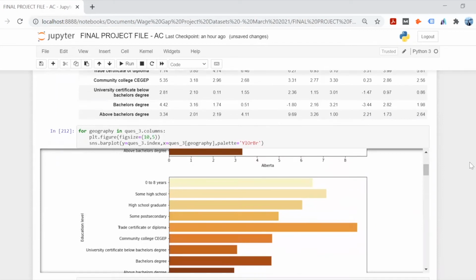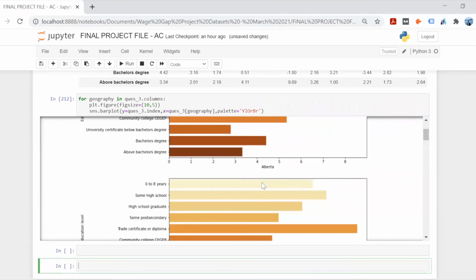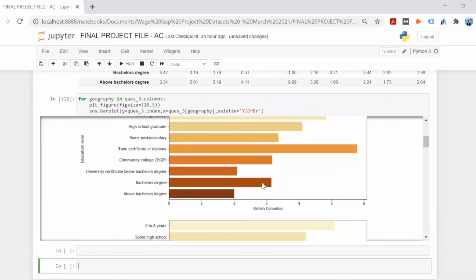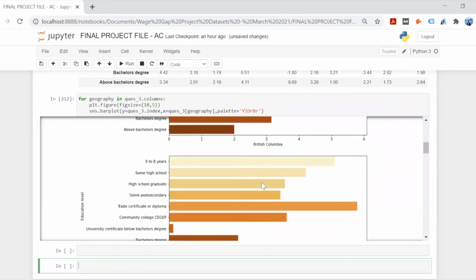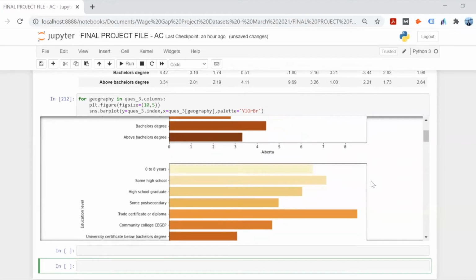There are 10 plots, one for each province, and it is evident from the graphs that there is no direct relationship between education level and a reduced pay gap. For instance, when we look at the graph for Alberta, the pay gap is more in case of trade certificate or diploma than lower education levels. Similar observations can be derived from the other plots as well.